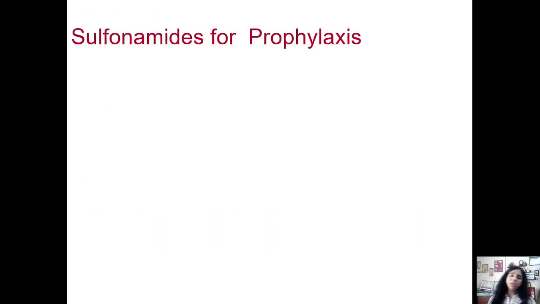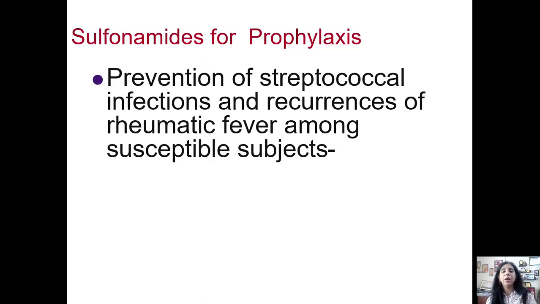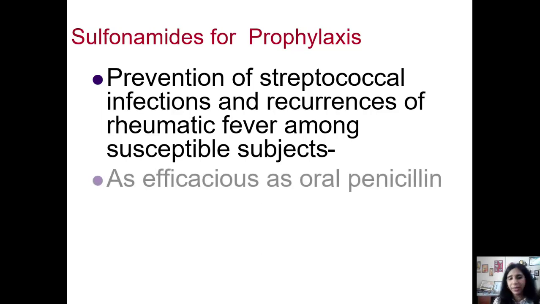What is the use of sulfonamides for prophylaxis? Sulfonamides are rarely used for prophylaxis except when patients are allergic to penicillin. They can be used for prevention of streptococcal infection and recurrences of rheumatic fever among susceptible patients who are allergic to penicillin.